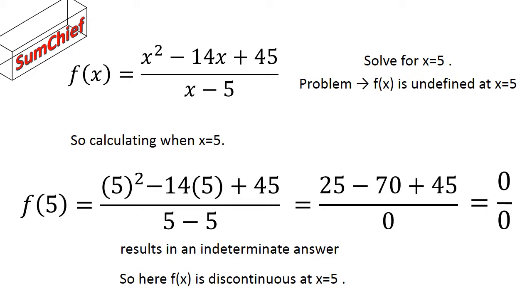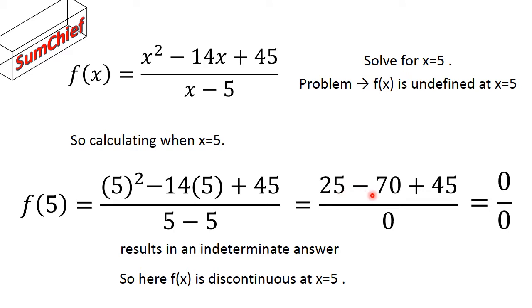We've got a function, f of x is x squared minus 14x plus 45 divided by x minus 5. And we've been asked to solve it for when x equals 5. So we're going to plug in the value of x equals 5 into the function, and we get 5 squared minus 14 times 5 plus 45 divided by 5 minus 5.